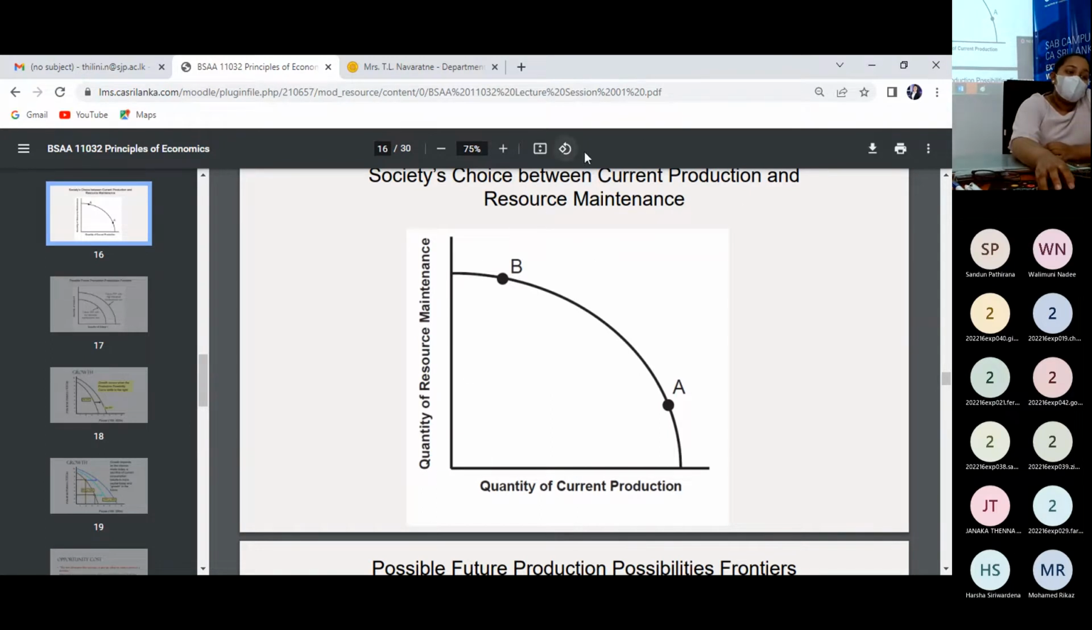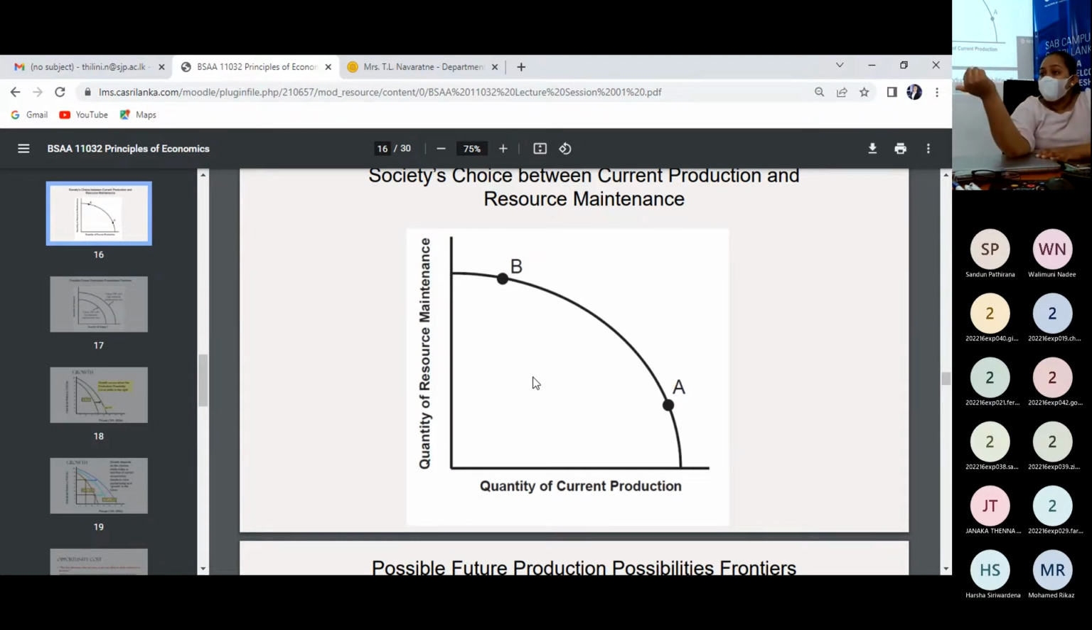Now, if you take a society's choice for resource maintenance, quantity of, let's say, hours spent on maintaining resources versus using them for current production. For example, if we have a machine here that has been used for about two to three years, either we can use it for maintenance at this point of hour, or we can use it for production. Now, at point B, we use most of the time to do the maintenance, with less time for current production. We can either do that, or more time for current production versus less time for resource maintenance.